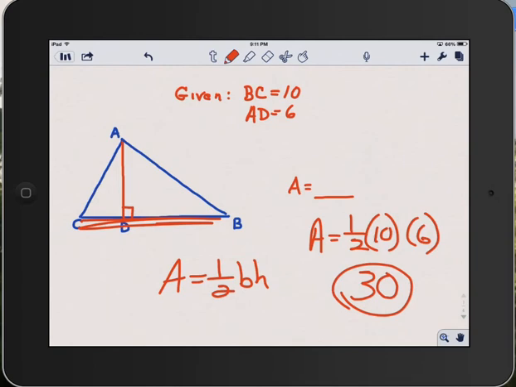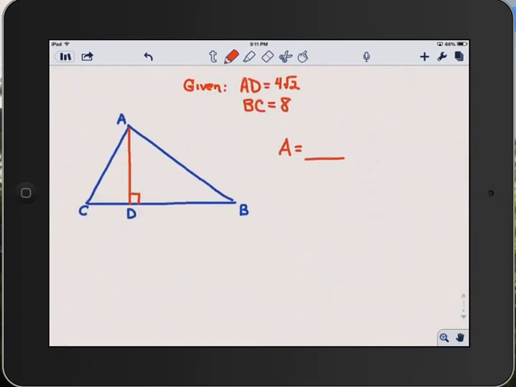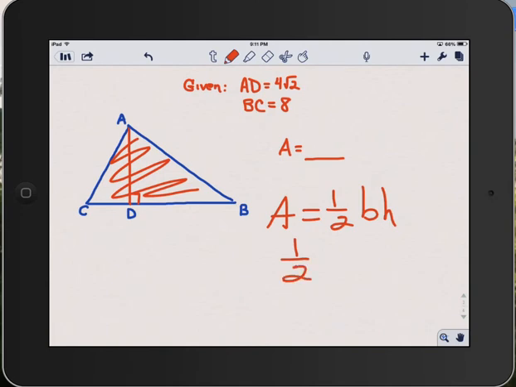Next problem. The area of triangle ABC is what we're talking about here. The area equals 1/2 times the base times the height. So in this case, the base is segment BC, which is 8, times the height, which is segment AD, which is 4 times square root of 2. Doesn't have to be a rational number, obviously. 2 goes into 8 4 times. 4 times 4 square roots of 2 is 16 times square root of 2.